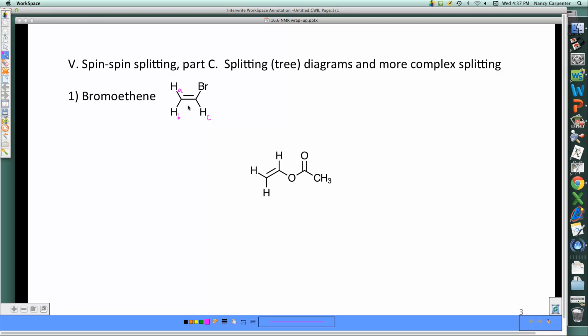Since we don't have free rotation around the carbon-carbon double bond, H sub A is kind of close to the bromine, whereas H sub B is kind of not so close. H sub C is really close. So we've got the same arrangement in vinyl acetate, H sub A, H sub B, and H sub C, not to mention the methyl group over here, which would be completely separate. So, what would a proton NMR spectrum look like when we have 4 different kinds of hydrogens, particularly these 3 vinyl hydrogens that are all different in terms of their chemical shift?